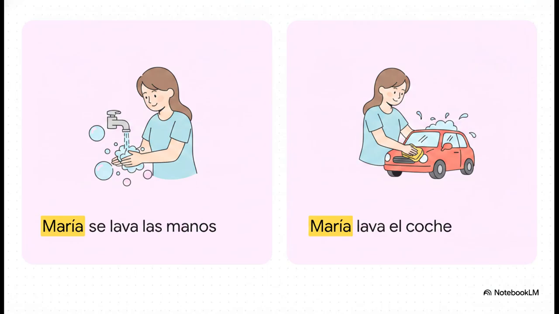Now, check out how this plays out with everyday chores. On the left, María se lava las manos. María is washing her own hands. The action stays right with her. But look over on the right. María lava el coche, or carro. She's still washing something, but the target is the car. Notice how the sentence on the left uses se to show that reflection, right? While the sentence on the right drops it completely because the car is receiving the action, not María.